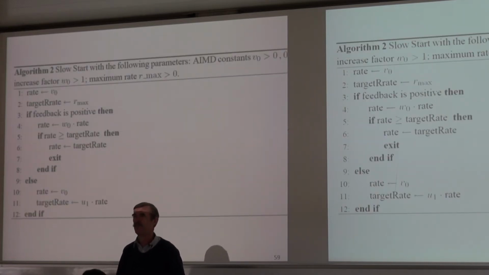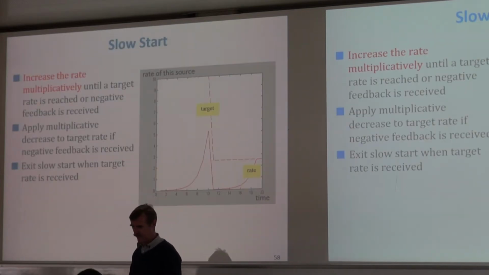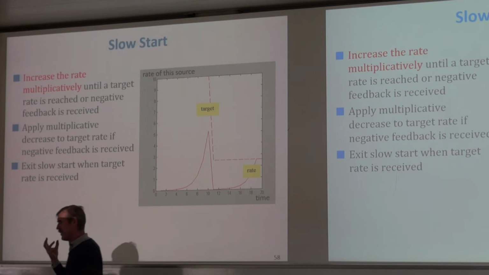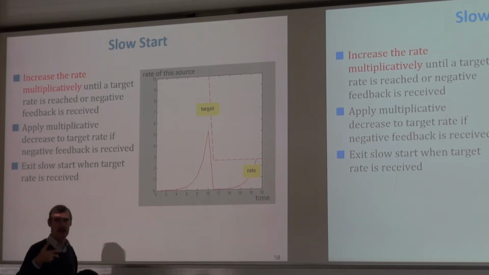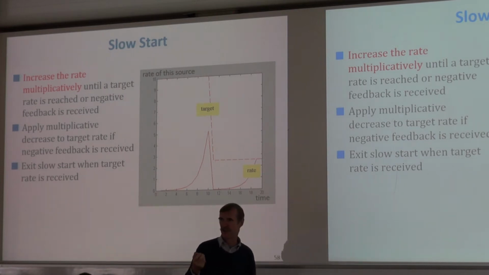Yes? Why do we reduce the target rate to half of 6? Well, the intuition behind that is nothing more than an intuition. There's no mathematical model other than the intuition that says we're trying to compete with other sources that are already established and do AIMD, Additive Increase, Multiplicative Decrease.